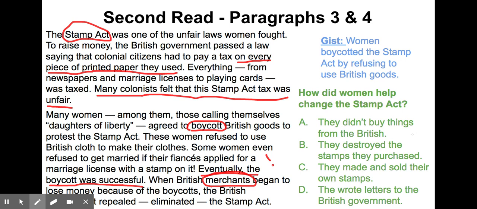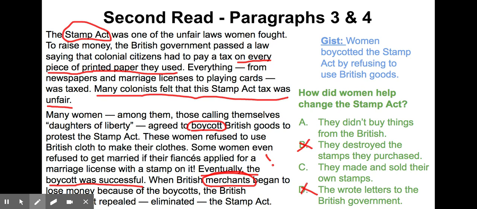So I'm going to automatically cross out B. It didn't say anything about destroying it. Nope, it didn't say that. So I'm going to cross that out. I also didn't see anything about them writing a letter to say, I don't agree with this. No, I'm going to cross that one out. So now we're down to A and C.